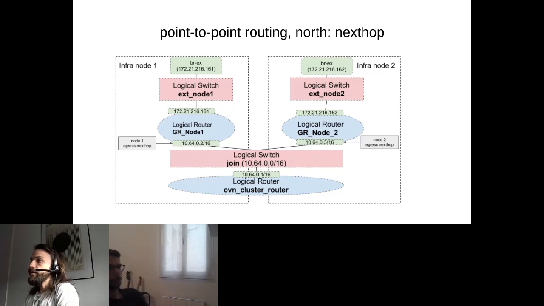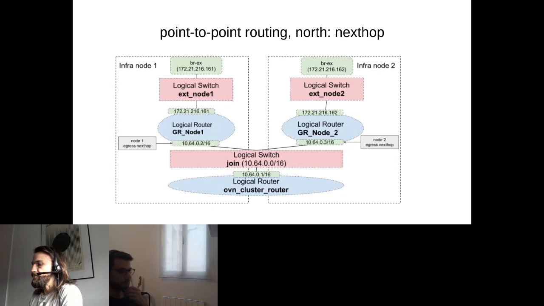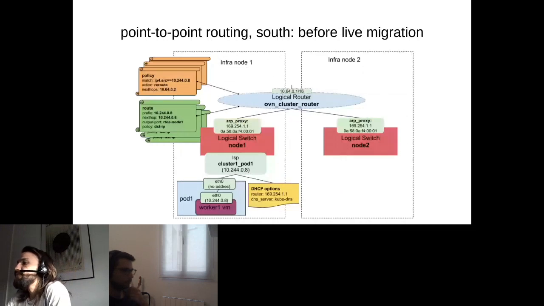All right. So now we are going to see the south part of the topology, which is the one that we modify in this POC. This is how it looks before the live migration. At the top of the picture, we see the OVN cluster router, which is the join router that we have seen before at the bottom of the picture. What we have configured is, instead of subnet routing, point-to-point routing, meaning we are matching exactly the IP address of the VM that we want to live migrate.